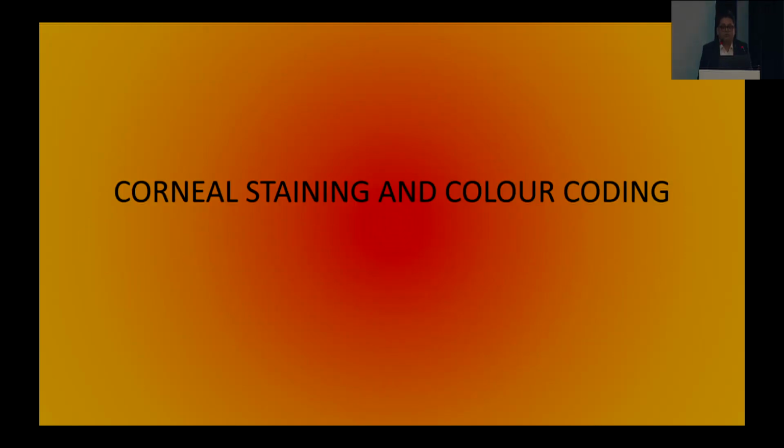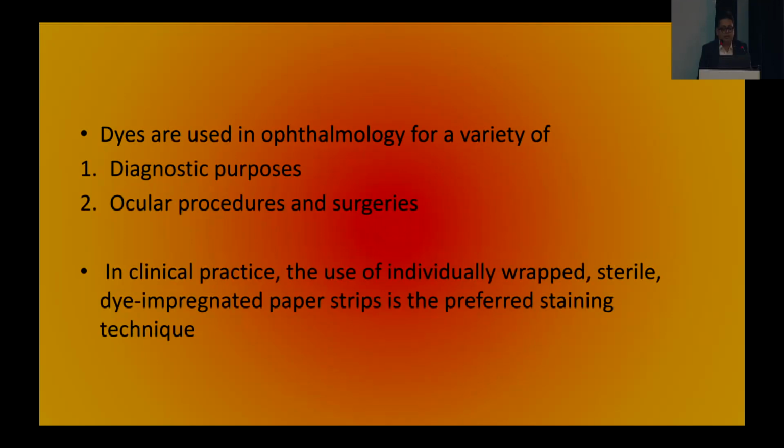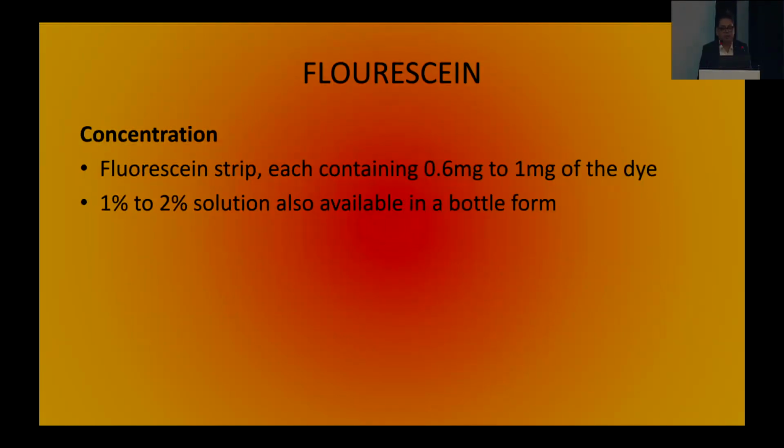Now let us move on to the next topic, corneal staining and color coding. What dyes are used in ophthalmology for a variety of diagnostic procedures, ocular procedures and surgeries? In clinical practice, the use of individually wrapped sterile dye-impregnated strips is the preferred staining technique. We usually prefer it because hygiene and sterility are better with the strip as compared to the solution.